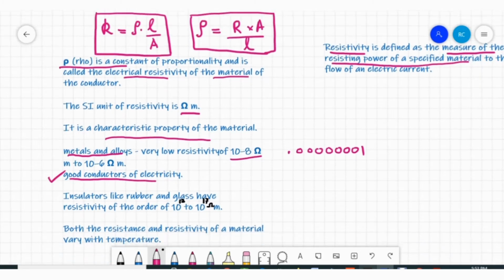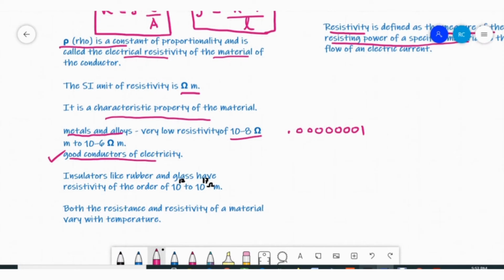Meanwhile, insulators like rubber and glass have very high resistivity, which means their resisting power is very high. That's why they do not conduct electricity. So substances which have low resistivity are considered good conductors of electricity, and substances with very high resistivity are considered insulators or bad conductors of electricity.